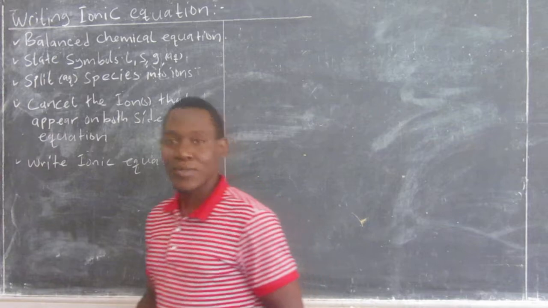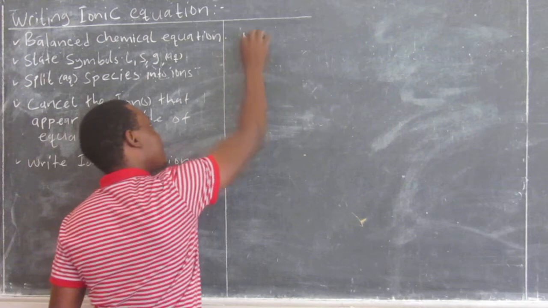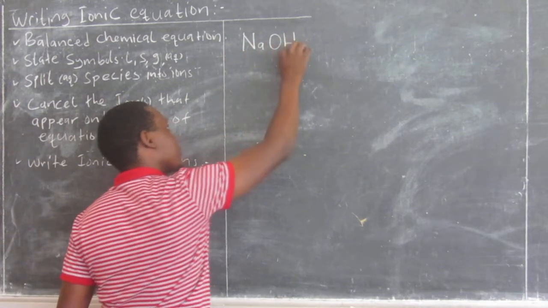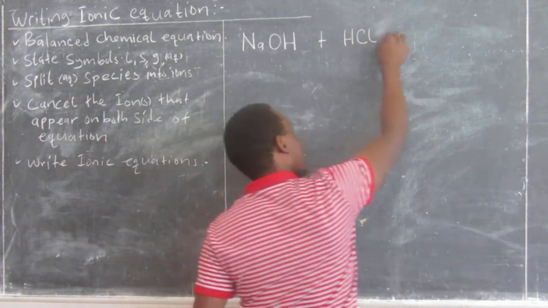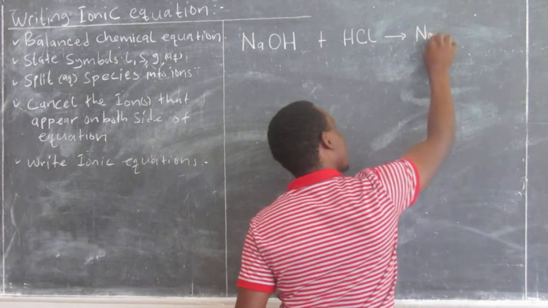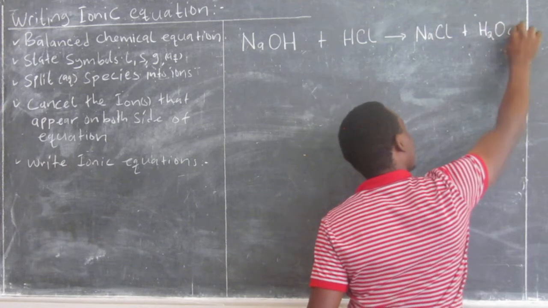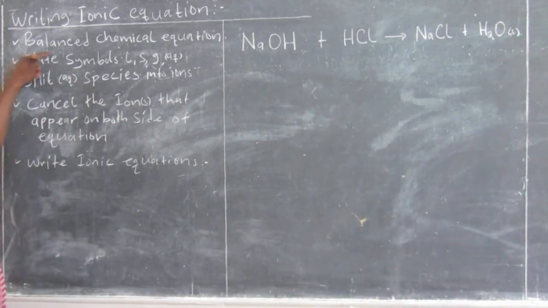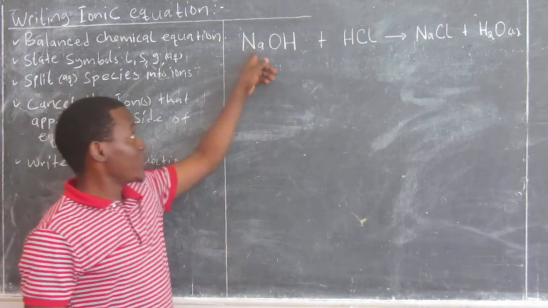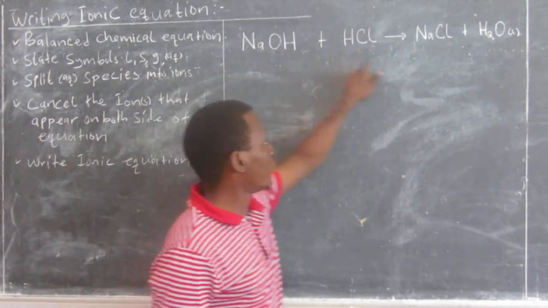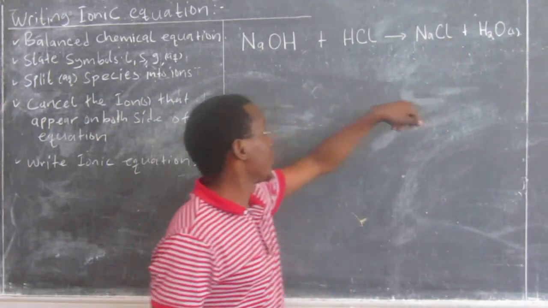Let's do one example and see how to write an ionic equation. If you have sodium hydroxide plus HCl, going to give us sodium chloride plus water. Our first step says balance the chemical equation. Let's first make sure that our equation is balanced. Sodium is 1 here, oxygen is 1 here, hydrogen is 1 plus 1, that's 2, we have 2 hydrogen, Cl is 1, Cl is 1.